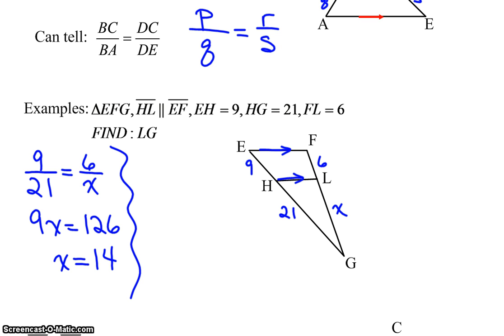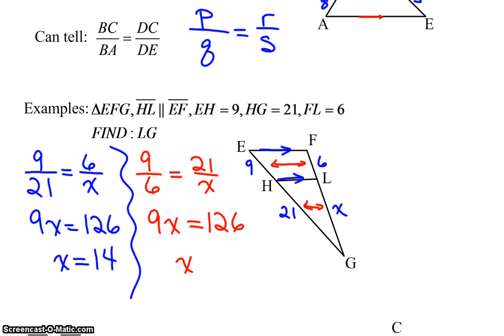Now, some of you may have wanted to set it up a different way. Because these parts are proportional, and because of the properties of proportions, we could also match across the sides of the triangle like this. So I could have said 9 to 6 equals 21 to X. Notice when we do this, we get the same cross products. 9X equals 126, or X equals 14. Both are good, acceptable methods of doing it.